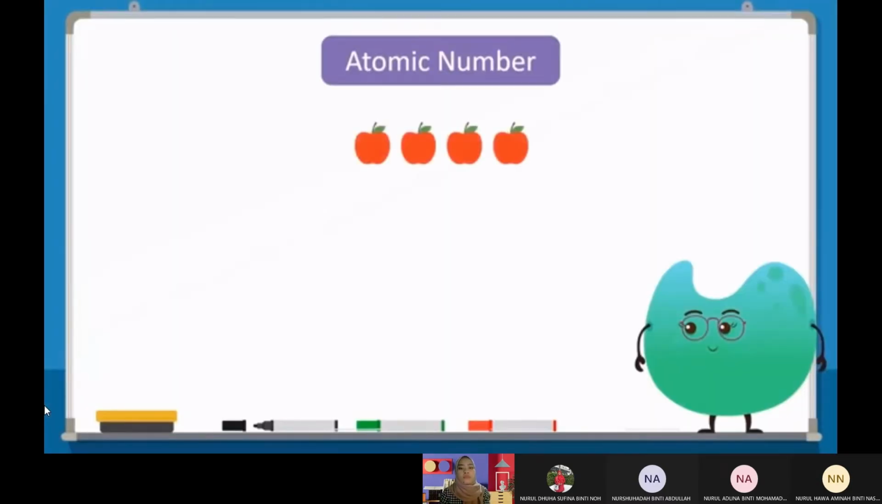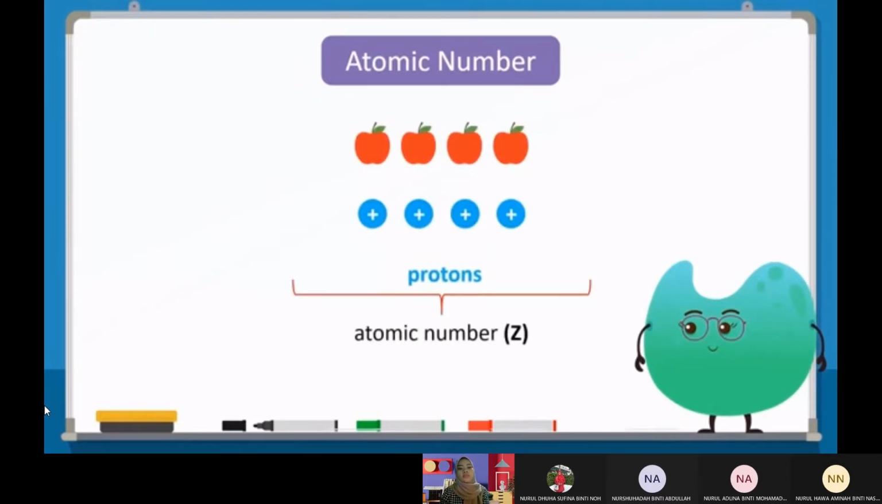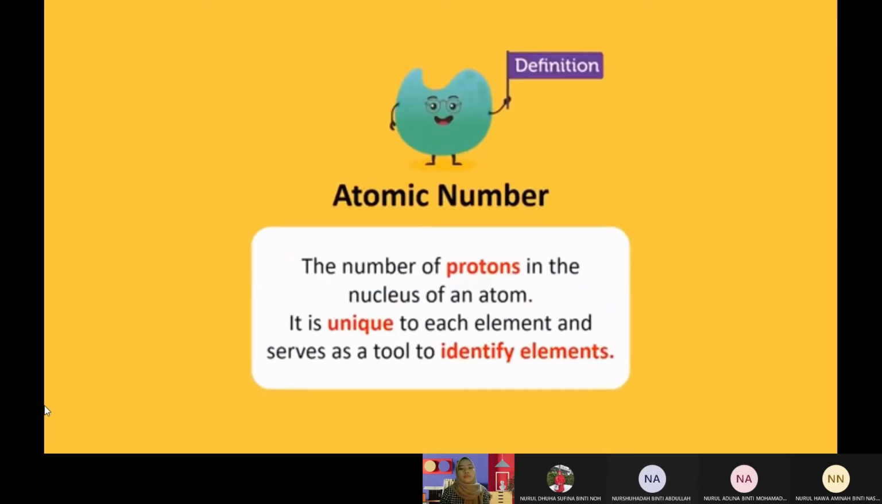Imagine that the apples are protons. If you know the number of protons, you know the atomic number. The atomic number is the number of protons in the nucleus of an atom. It is denoted by capital Z. Each element has its own atomic number, and because the atomic number is unique to each element, it serves as a tool to identify elements.